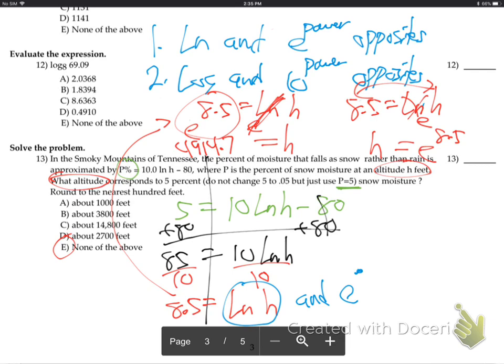e and natural log are opposites. So if you got one of them, bring in the other. Just like log and 10 are opposites. Is that good? Those problems above are kind of killer.